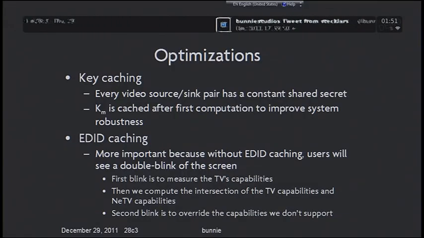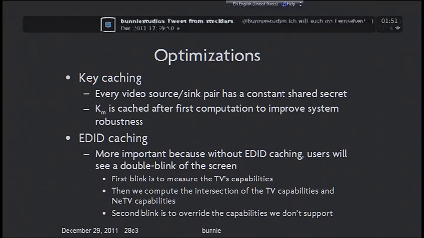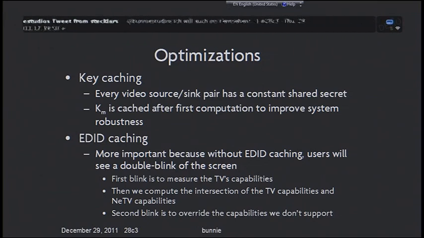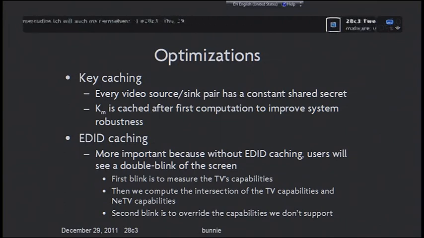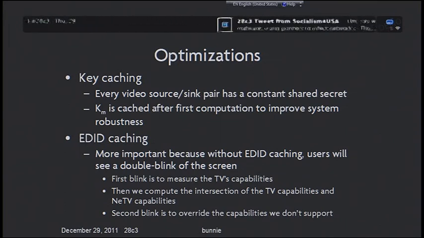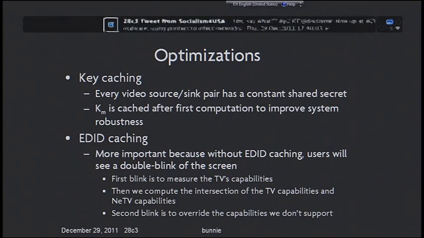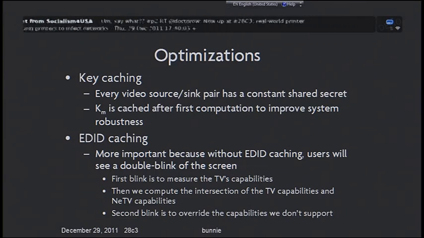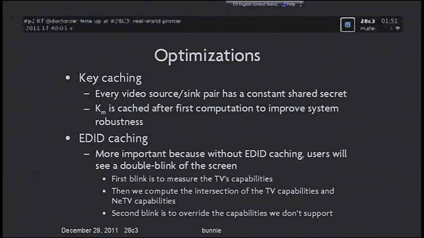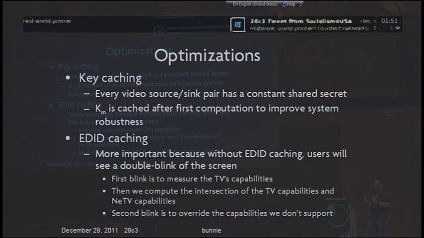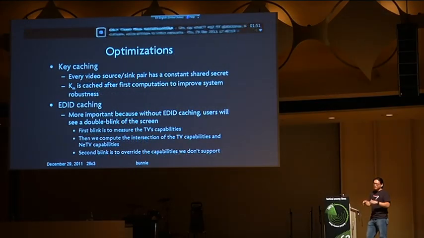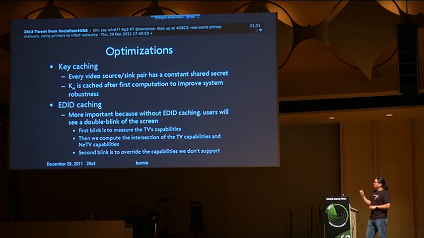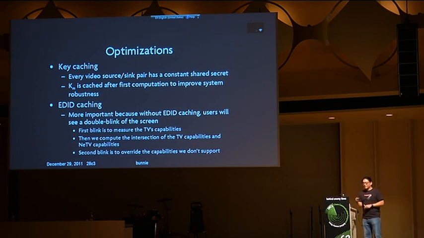Now, there's a few optimizations we had to do to get this to work well. One thing is key caching. So every video source and sink, when you plug your Blu-ray player into your TV, the shared secret actually never changes over the life of the device. And people rarely replug things in with each other. So even though we can almost compute the shared secret on the fly for most devices, some devices are very fast, and they run a little faster than the protocol, and they won't catch, and you get like white noise. So what we do is we cache the computed key the first time we compute it, write it to a temporary location, and then we just check it's the same. If it's not the same, then we yank the hot plug line and we reinitialize.